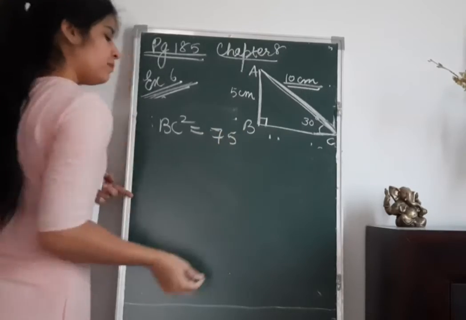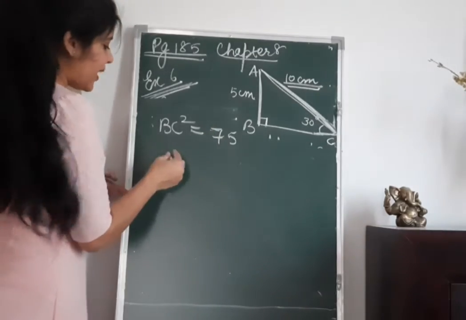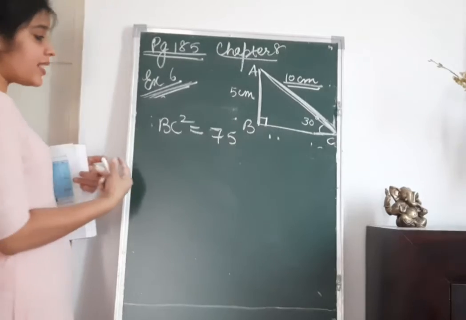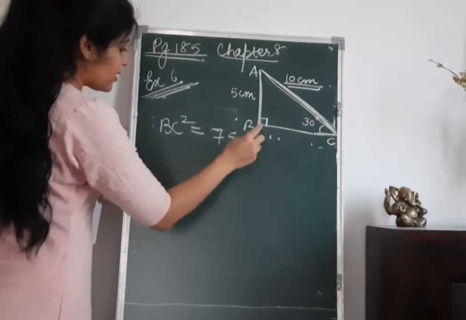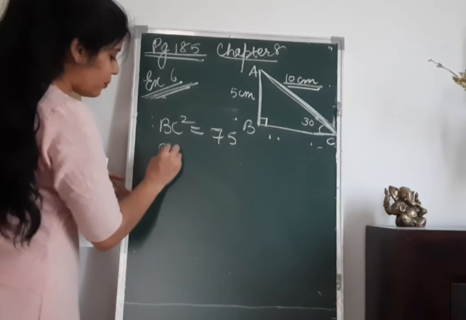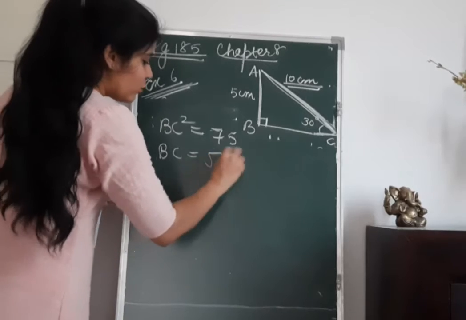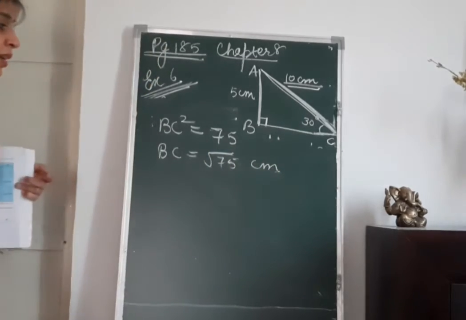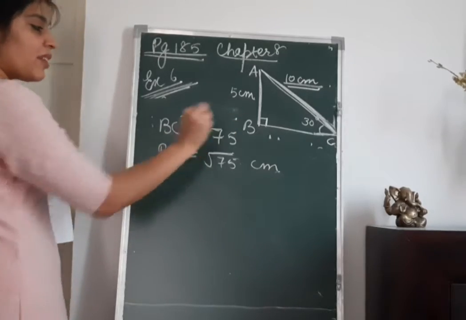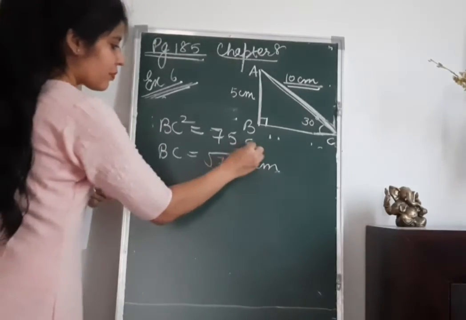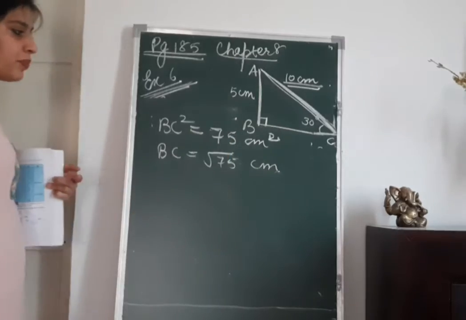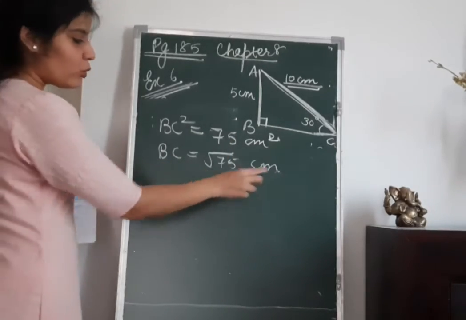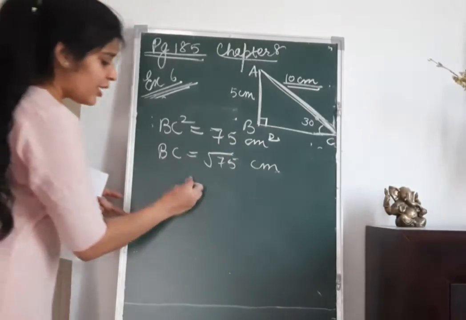75 centimeter square, right? BC square is this. Now BC square is 75 centimeter square. So BC will be equal to under root of 75 centimeter. Write centimeter square here. Then BC will be equal to root of 75 centimeter.